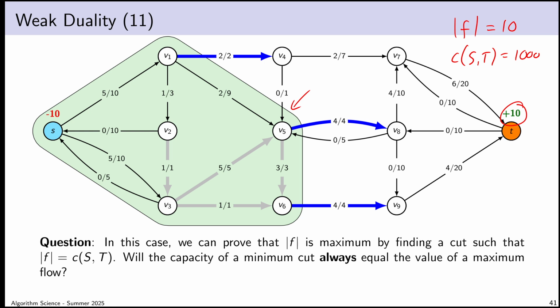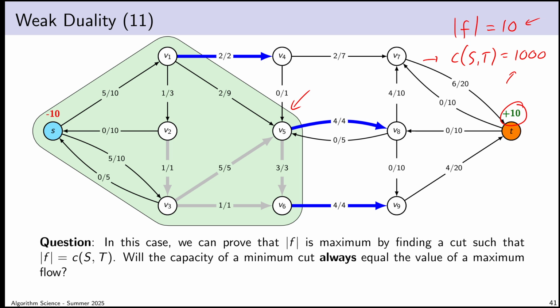So if I'm in that situation, how do I know that the flow is truly maximum? I certainly know it's maximum if I can employ weak duality, but if I can't, if I had a graph where the minimum cut had capacity 1000 and I'm looking at a flow with value 10, how do I know there is going to be a flow with value 1000?